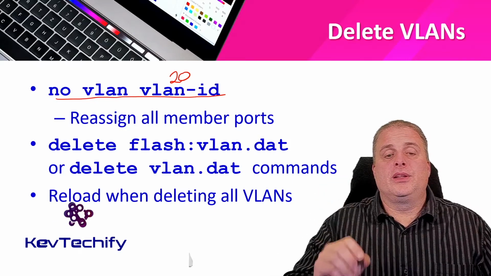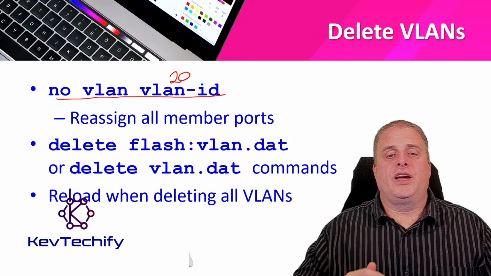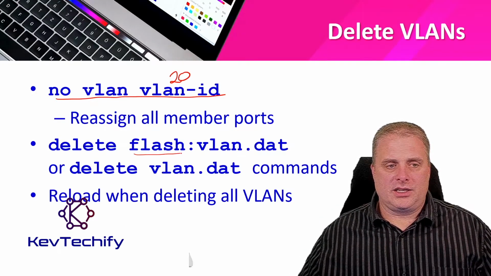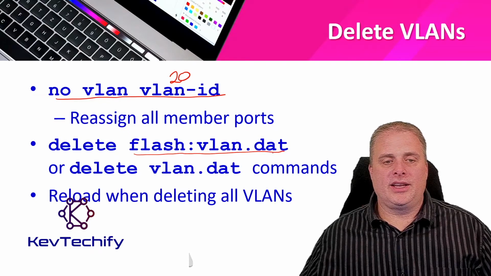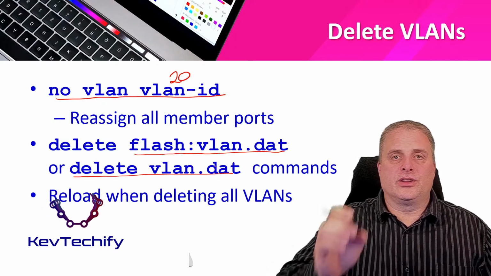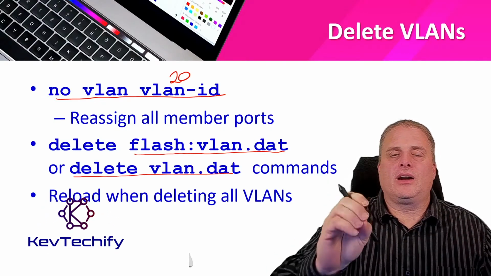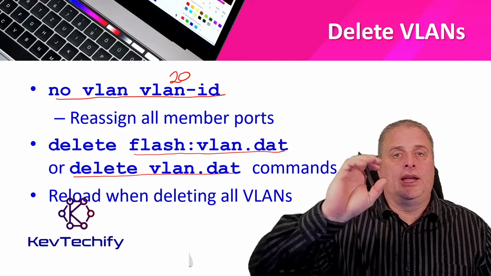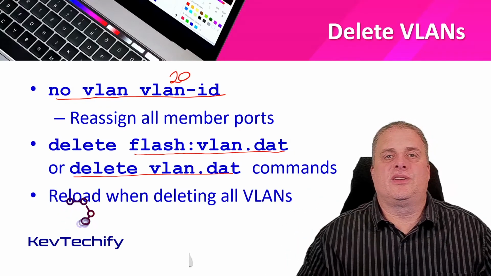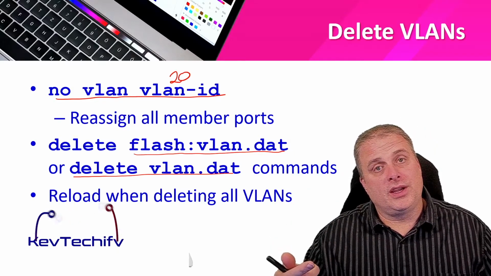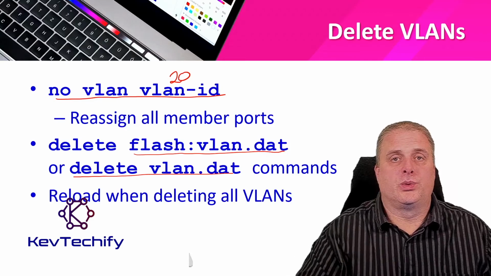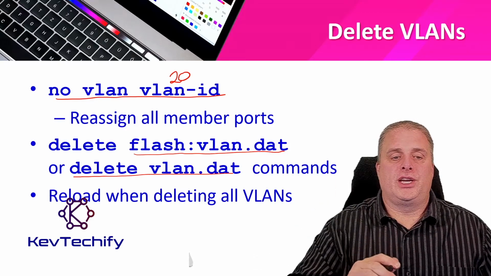If you're trying to permanently delete all VLANs, what you have to do is delete the vlan.dat file. It's found in flash, so you either enter delete flash:vlan.dat or delete vlan.dat. You can hit enter. It'll delete that file because all of those settings are kept in a file that persists through rebooting. If you want to delete all the VLANs and basically reset it to factory settings, you do an erase startup-config, and then you delete the vlan.dat on the switch. That'll erase any VLAN configuration.